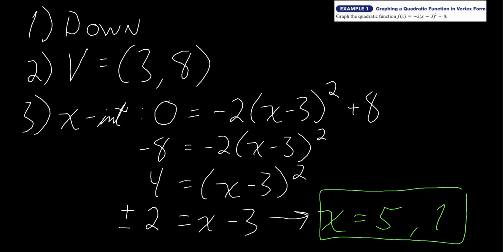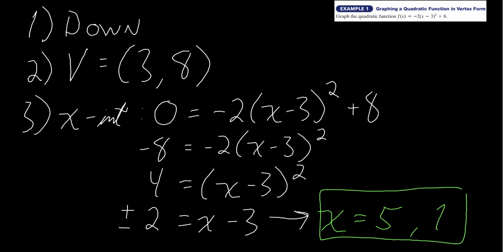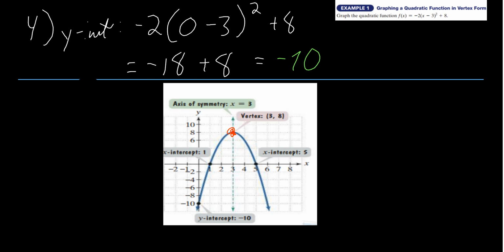Okay, so we have the vertex is at positive 3, positive 8. And so we'll go over here and we plot this point here, positive 3, positive 8. The next thing we have are our x-intercepts, which are at positive 5 and positive 1. So what we would do is we'd go over here and we would plot points at 5 and 1. And then the y-intercept's at negative 10, so we go down 10 on the y-axis, like so.